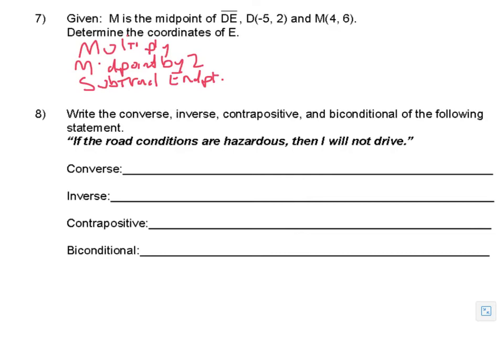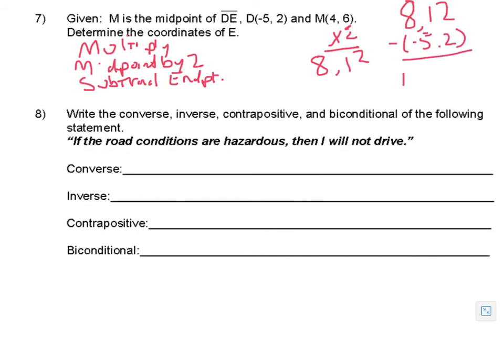Okay, our midpoint here is M, so that's 4, 6. I'm going to multiply that by 2. I'm not carrying anything. 6 times 2 is 12. 4 times 2 is 8. 8, 12, and I have to subtract the endpoint, so I'm going to put it up here. 8, 12, minus negative 5, 2.